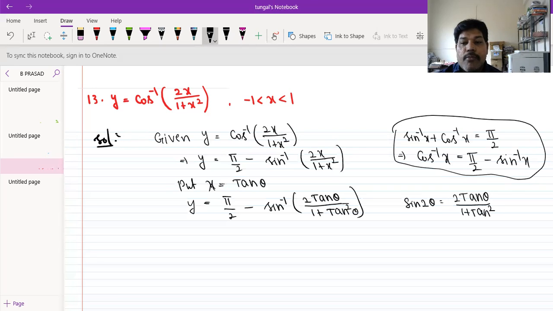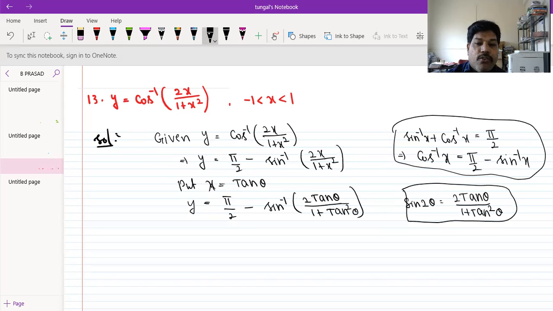So that's why I am using that formula. Sine inverse x plus cos inverse x, I am converting into the sine inverse. Why? Because you know the sine 2 theta formula. So that implies y is equal to pi by 2 minus sine inverse of this value, which is nothing but sine 2 theta. So then what happens, students? Here you get y is equal to pi by 2 minus 2 theta.